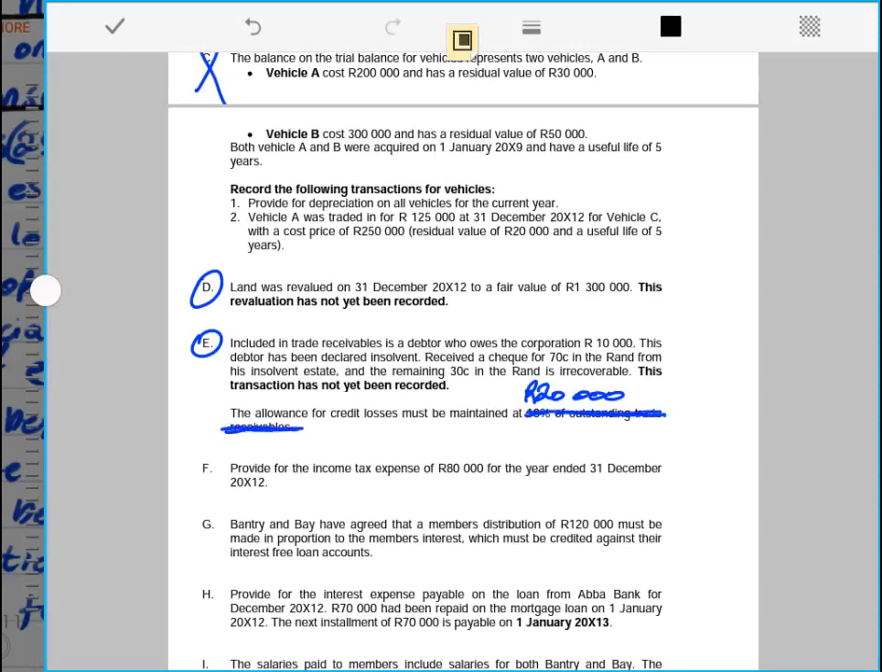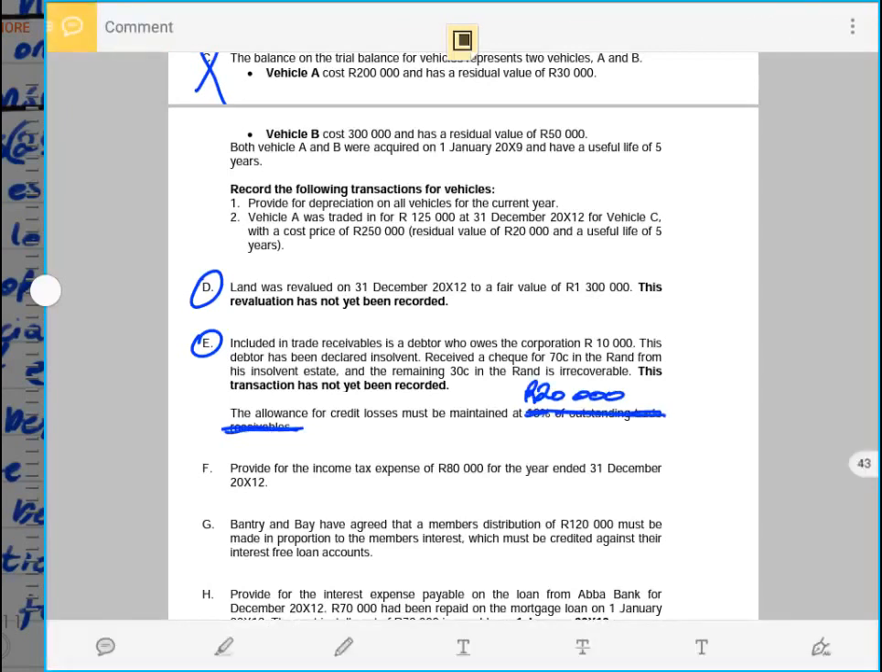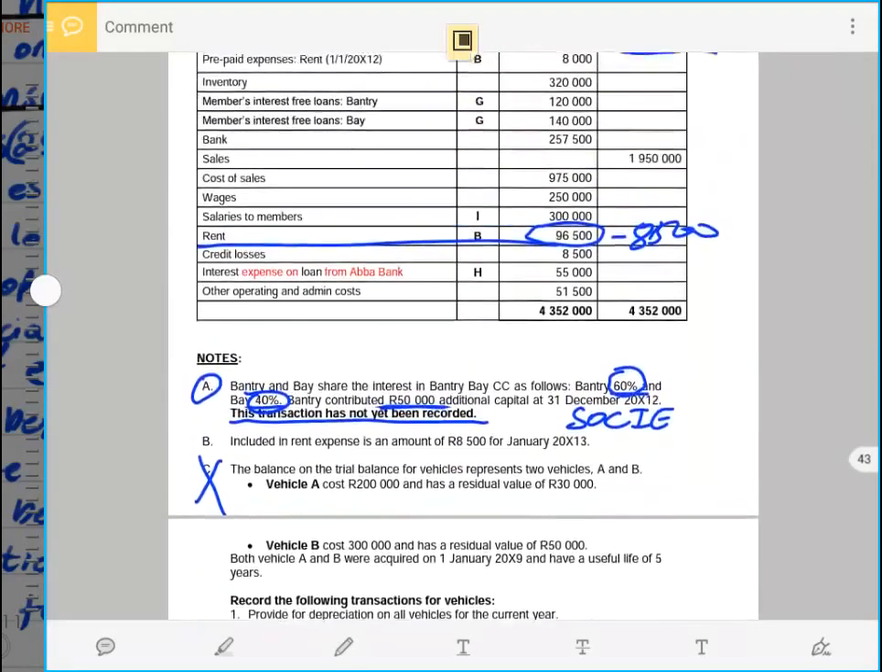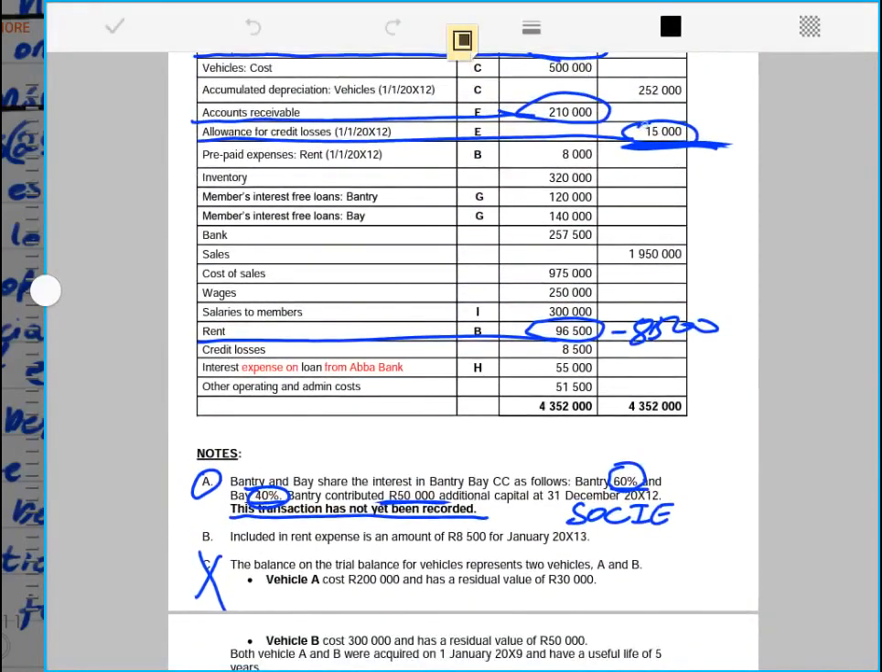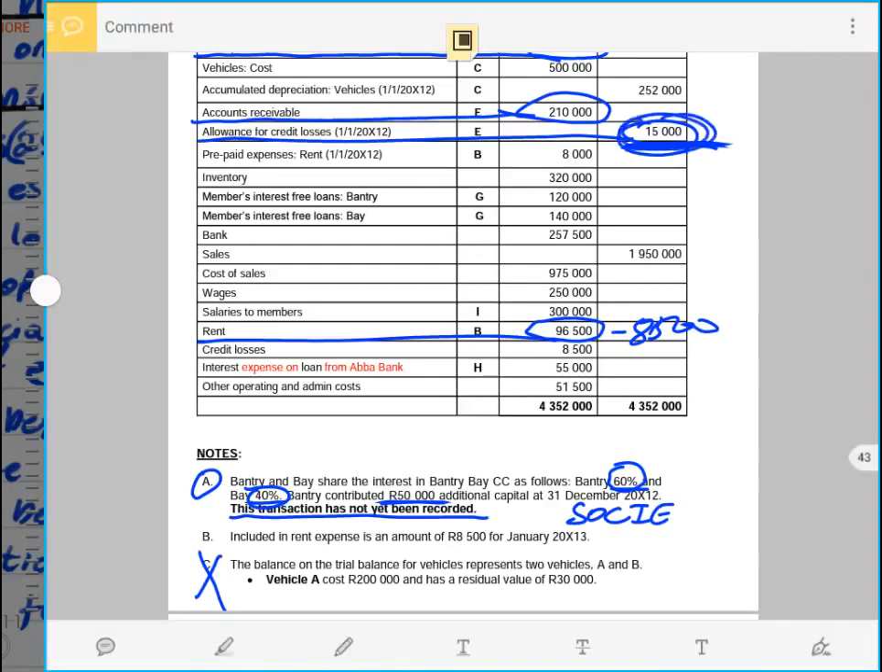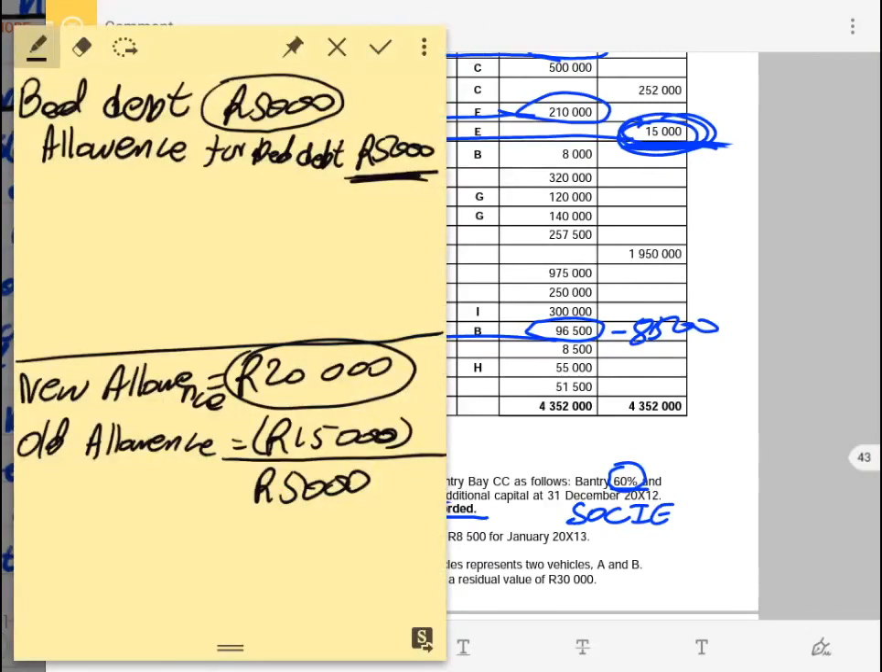So now if you are told that the allowance for credit losses must be maintained at 20,000 rands, it means they have already calculated the allowance for you. And if they have already calculated the allowance for you, you just have to say, okay, this is the 20,000 rands being the new allowance. You compare that with the 15,000 rands of the allowance already in the trial balance. Then you immediately compare the two and record the difference, which is 5,000, and you do your general entry, which is 5,000 debit bad debts and credit allowance for credit losses.